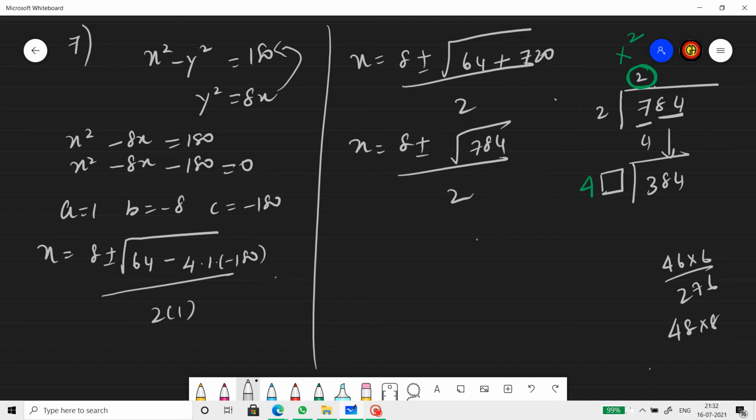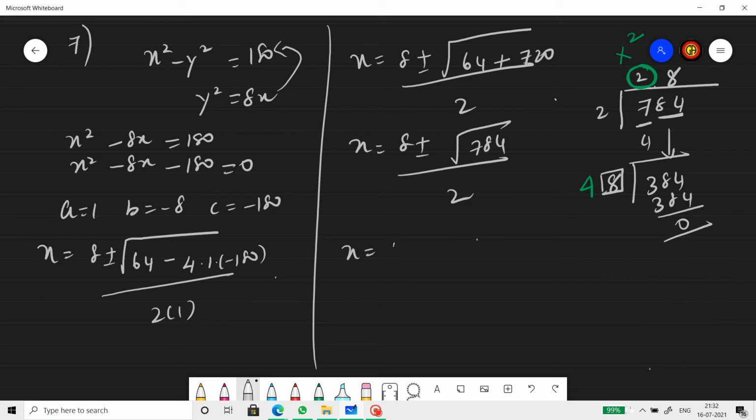Let's go for 48 into 8. 48 into 8 is 384. Yes, so put 8 here and 8 here. The remainder is 0. Therefore, the square root of 784 is 28.